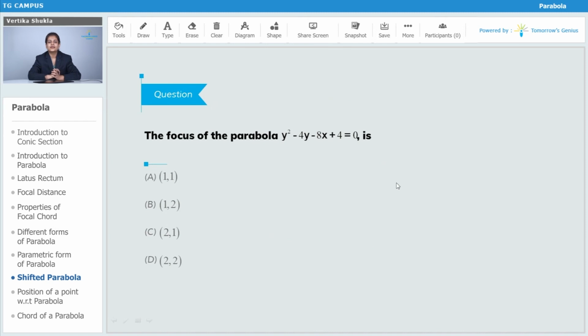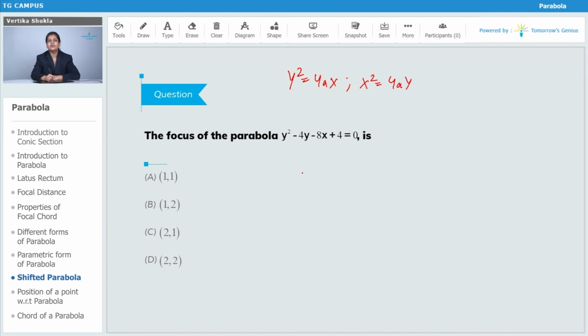Now the question that we are discussing says that the focus of the parabola y square minus 4y minus 8x plus 4 is equal to 0 will be what? Up till now, whatever parabolas we have discussed were in the standard form y square is equal to 4ax, y square is equal to minus 4ax, x square is equal to 4ay and x square is equal to minus 4ay. Now we will have to change this parabola into one of those standard forms to compare and identify the value of the focus. Okay, so now we will have to change it either to the form of y square is equal to 4ax or x square is equal to 4ay.